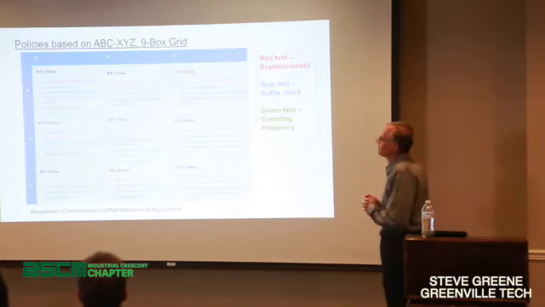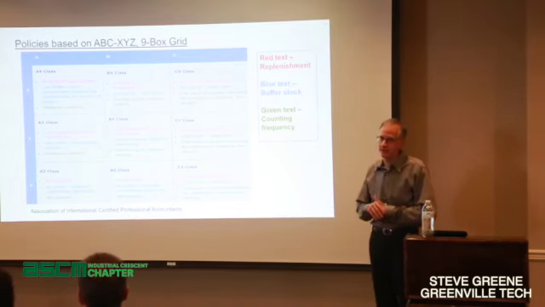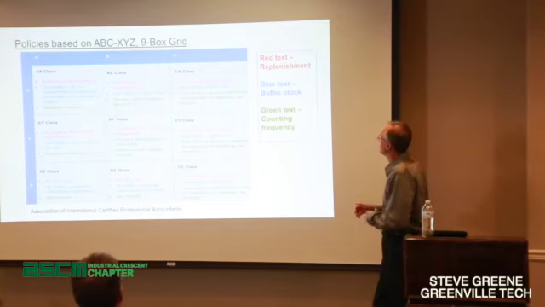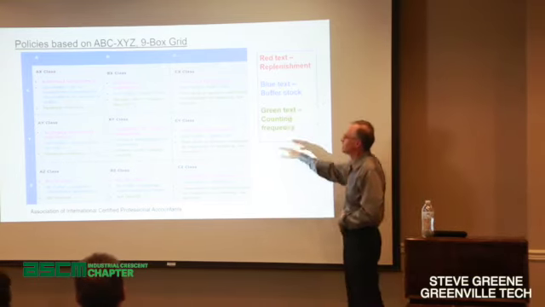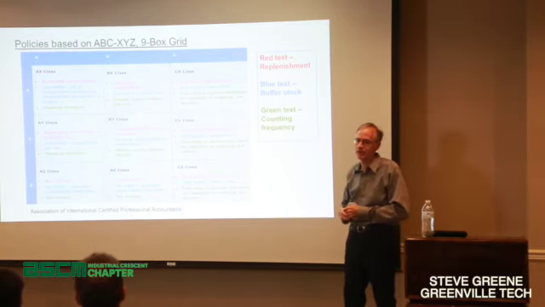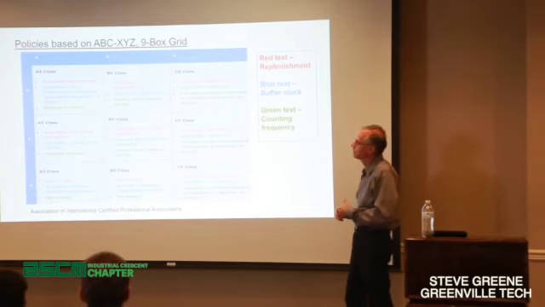We're coming back to the 9-box grid. So we're looking now at the inventory policies based on those. Remember the red, the blue, and the green from the last slide. For your AX items, these are the ones you always want to have in stock. So you want to have automated replenishment of those items.